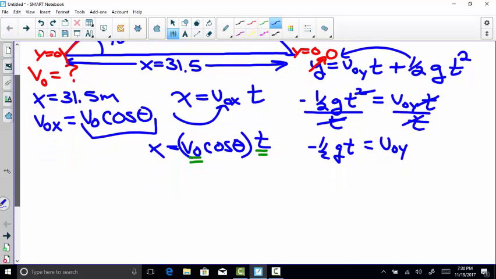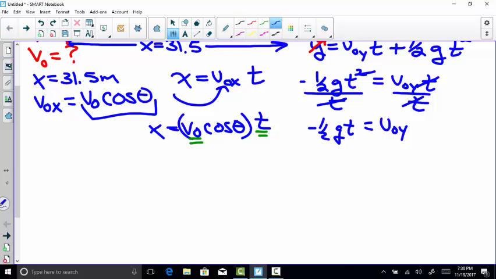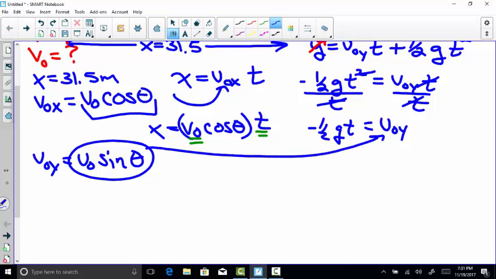Again, what I can do here is v initial y is v initial times the sine of theta, so I can substitute this in for that. So I have minus 1/2 g t equals v initial sine theta. But I still have too many unknowns. I still don't know what time is, and I still don't know what that is.